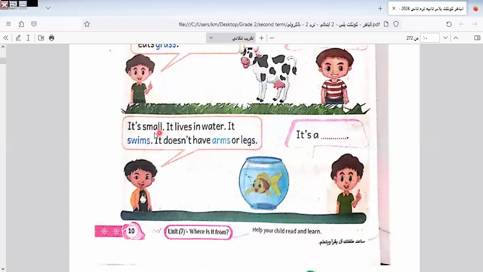Here we have. It's small. It lives in water. It swims. It doesn't have arms or legs. It will be what? It will be fish. Okay.